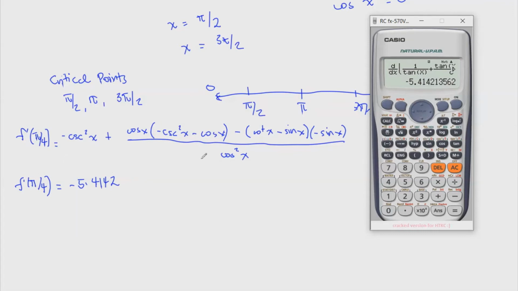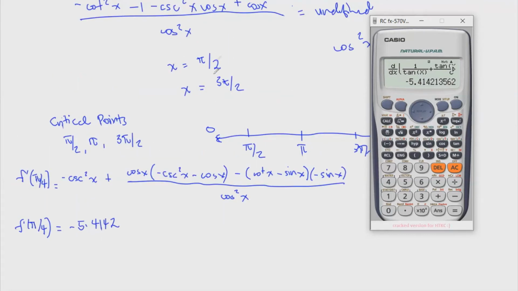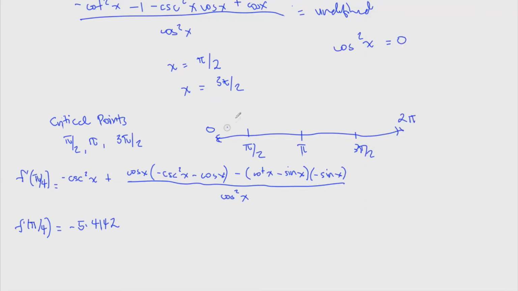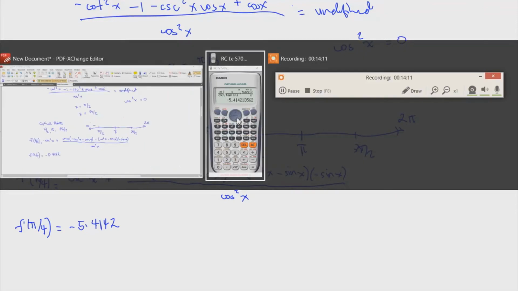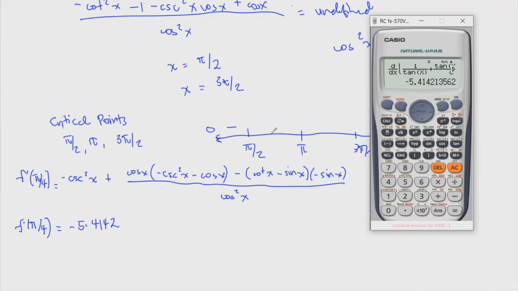So let's check on this one. We have a negative sign in our interval between 0 and pi over 2. And then for pi over 2 to pi, you can check on that value. Since this is pi over 2 and then pi, if you notice, it's already in the second quadrant.